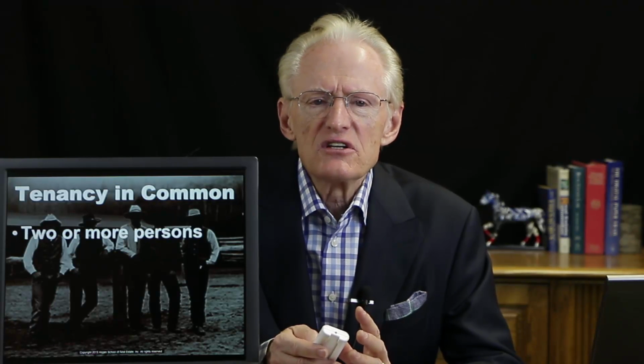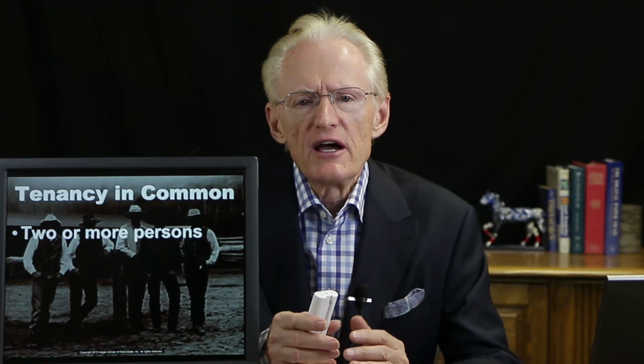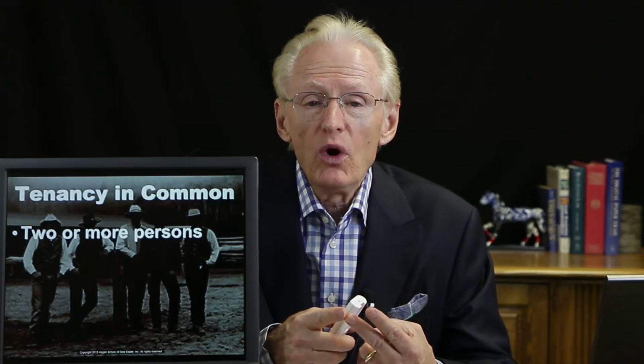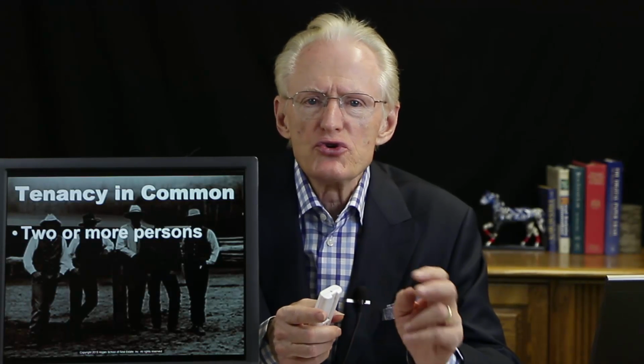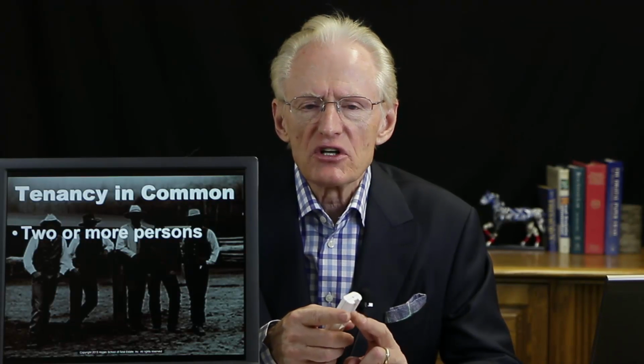The next method of ownership we want to talk about is tenancy in common. Tenancy in common is the method of ownership reserved for two or more persons, and that could be legal persons or natural persons. So you and a friend could buy a property, and since you probably would not want it as community property, well, it couldn't be community property because you're not married, and you probably would not want joint tenancy with the right of survivorship because you would want to be able to will your interest to your relatives, then the way you would take title would be as tenants in common.